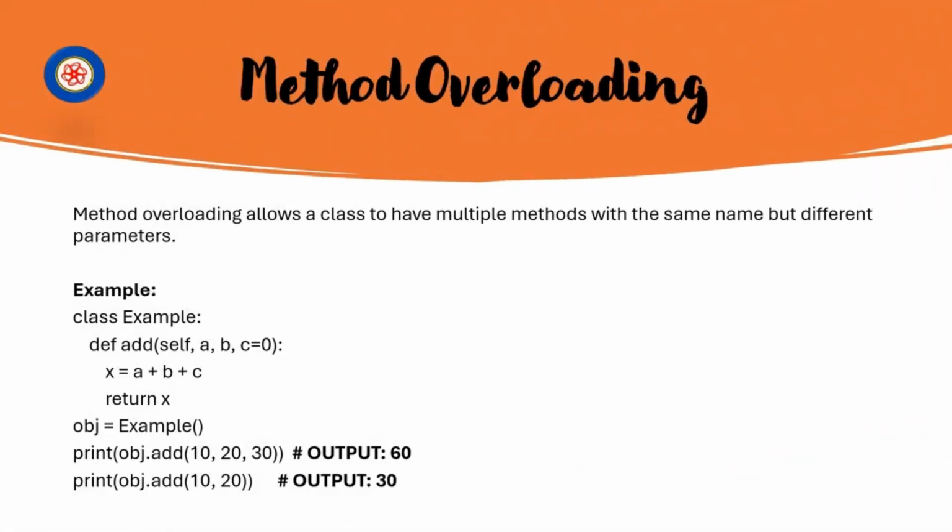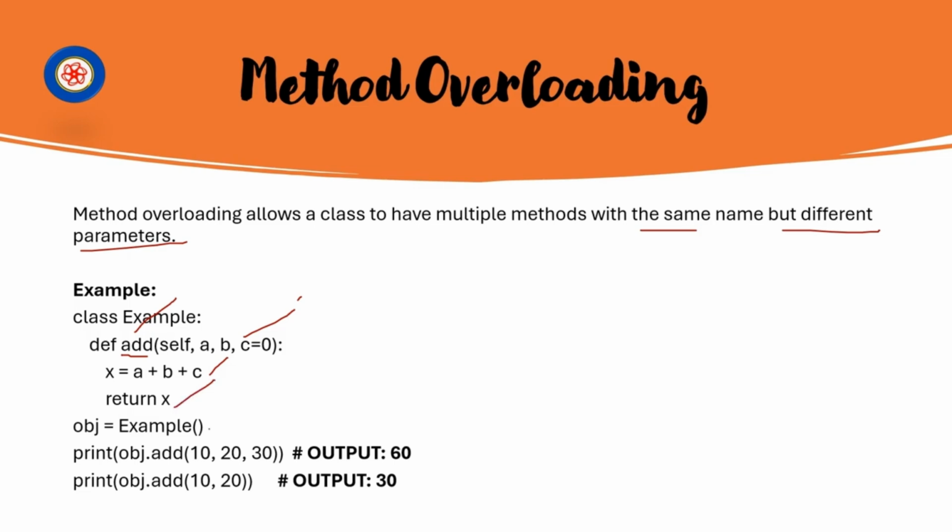Method overloading is also a feature in object-oriented programming that allows a class to have multiple methods with the same name but different parameters. Coming to the example explanation, the Example class is defined with a method named add. This add method takes three parameters a, b and c, where the parameter c has a default value of 0. In the next line, we are performing the addition and returning it.